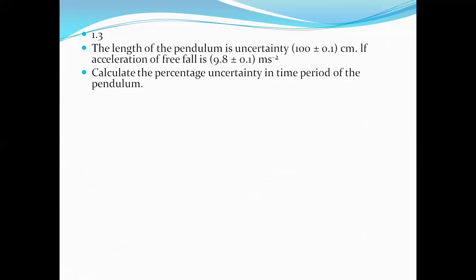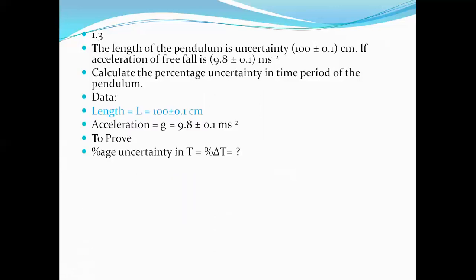We already know the formula for the time period, which is T is equal to 2 pi under root L over g. Here we have a power, the square root, or we can say the power of 1 by 2. Keeping that in mind, we have the data: length is equal to 100 plus minus 0.1 centimeter, acceleration g is taken to be 9.8 plus minus 0.1 centimeter per second square. We have to calculate only the percentage uncertainty in time.